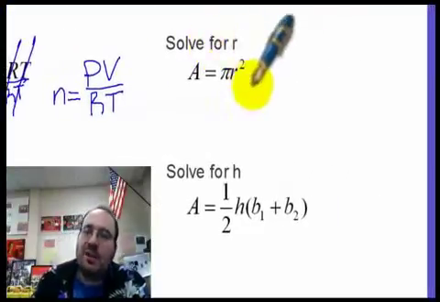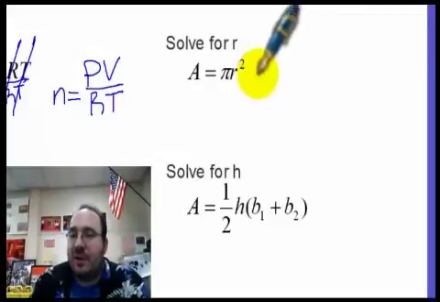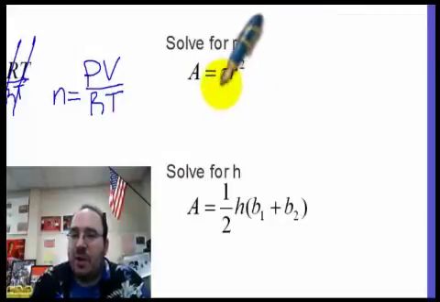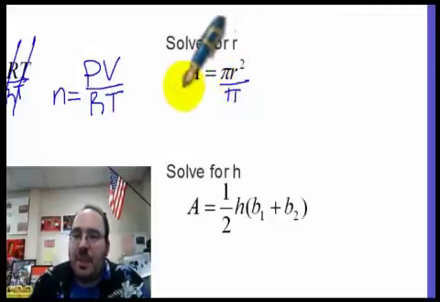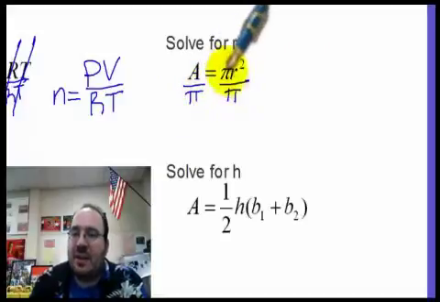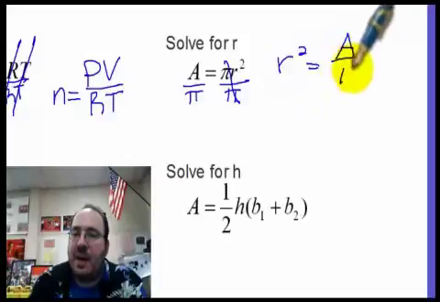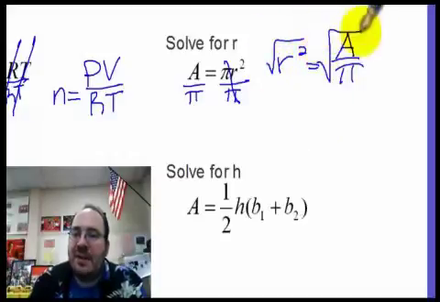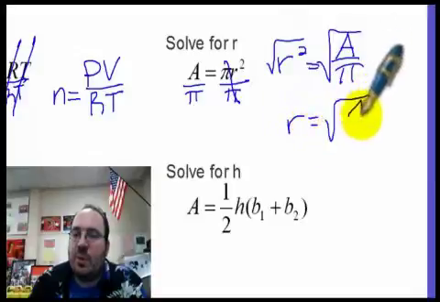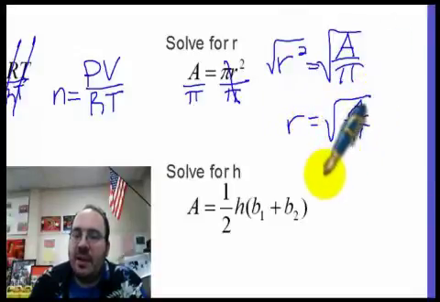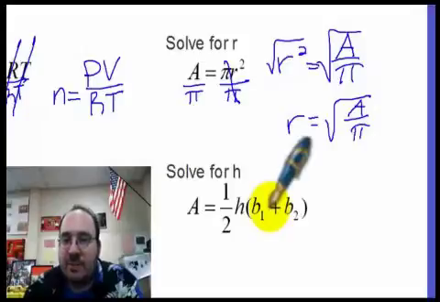A equals pi r squared. This is the area of a circle, and I want to solve for r. So I will divide both sides by pi. Pi is just a constant. Cancel, and I get r squared equals A over pi. And then I square root both sides, and I get r equals the square root of A over pi. And I hope you found this helpful.